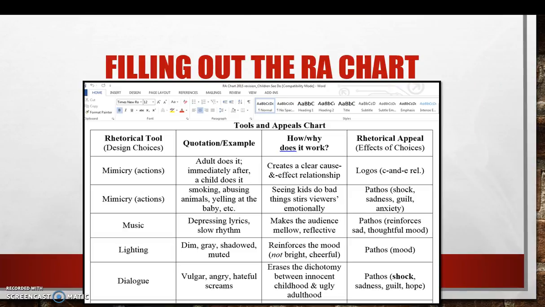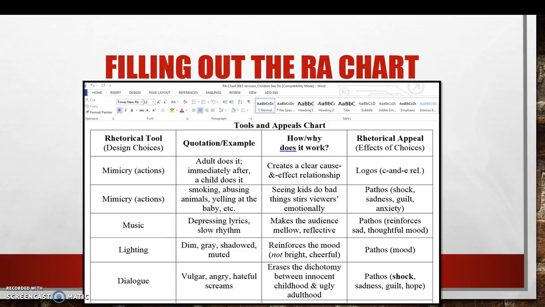So here's how I might use the chart to brainstorm specific ideas for an RA on the napkin commercial. First of all, the use of mimicry in the ad is vital to its message. That will be my first note in the first column. Moving along, I then need to provide a brief example or description so I remember what I was referring to by mimicry when I look at my chart later.